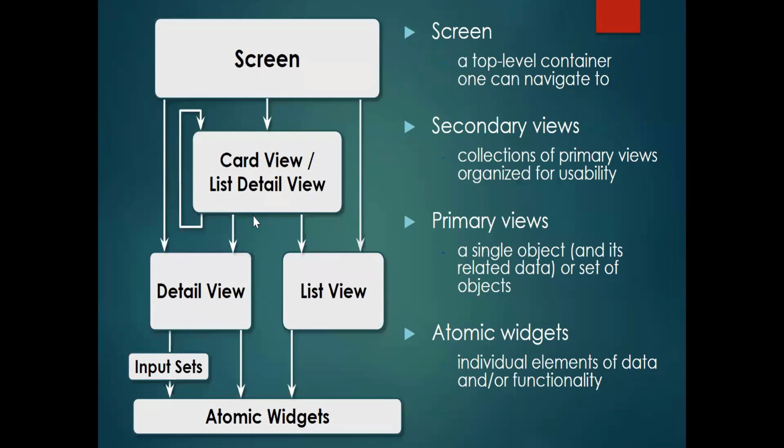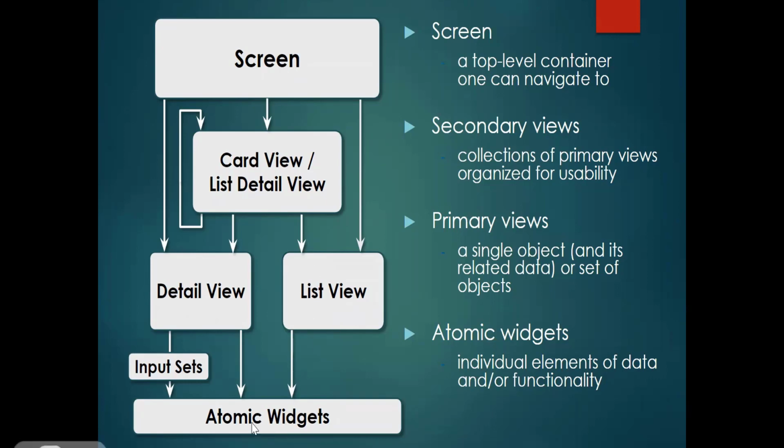How it can be referred, what is the hierarchy. So atomic widgets can be added directly to the input sets. It can be added directly to the detail view. It can be added directly to the list view. So these two are the primary containers. Okay, our card view, list detail view, and screen are the secondary containers, right?